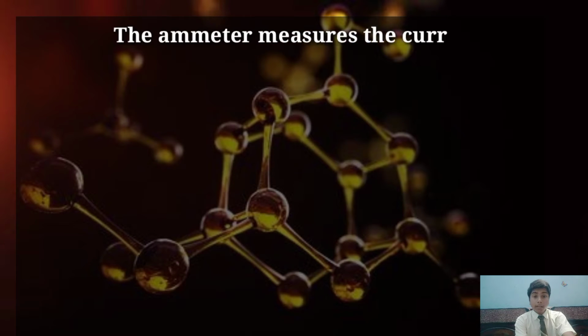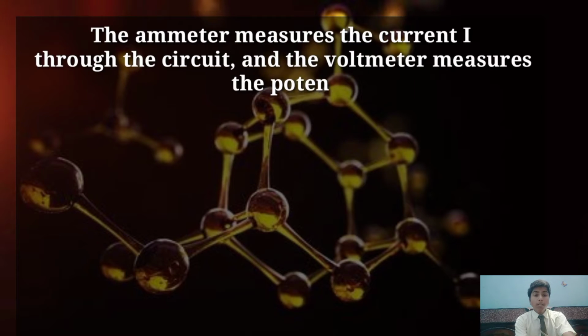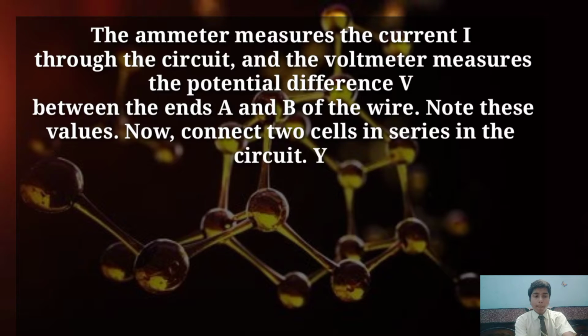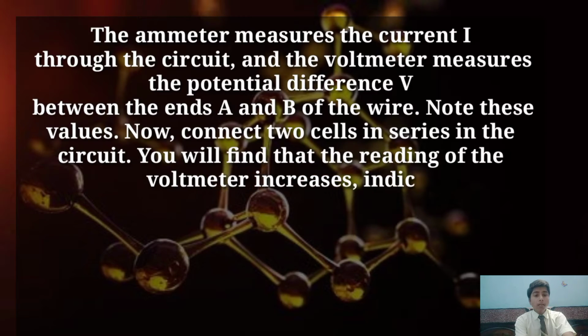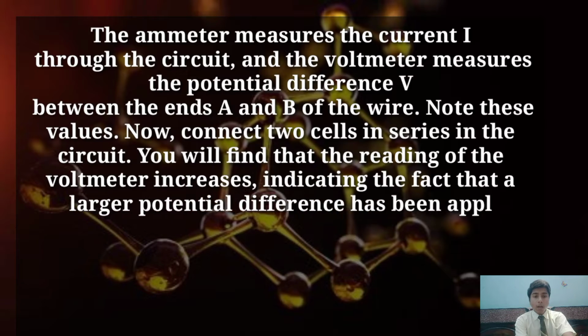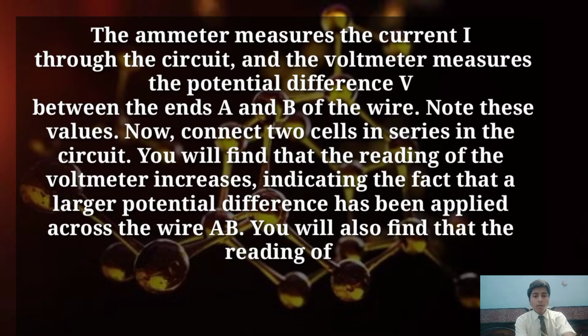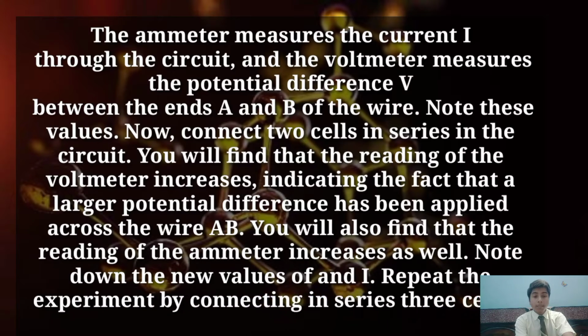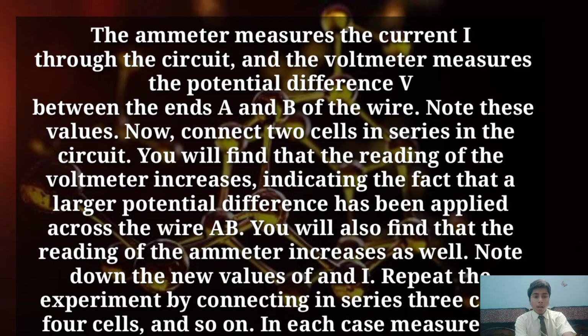The ammeter measures the current I through the circuit, and the voltmeter measures the potential difference V between the ends A and B of the wire. Note these values. Now connect two cells in series in the circuit. We will find that the reading of the voltmeter increases, indicating the fact that a larger potential difference has been applied across the wire AB. We will also find that the reading of the ammeter increases as well. Note down the new values of I.